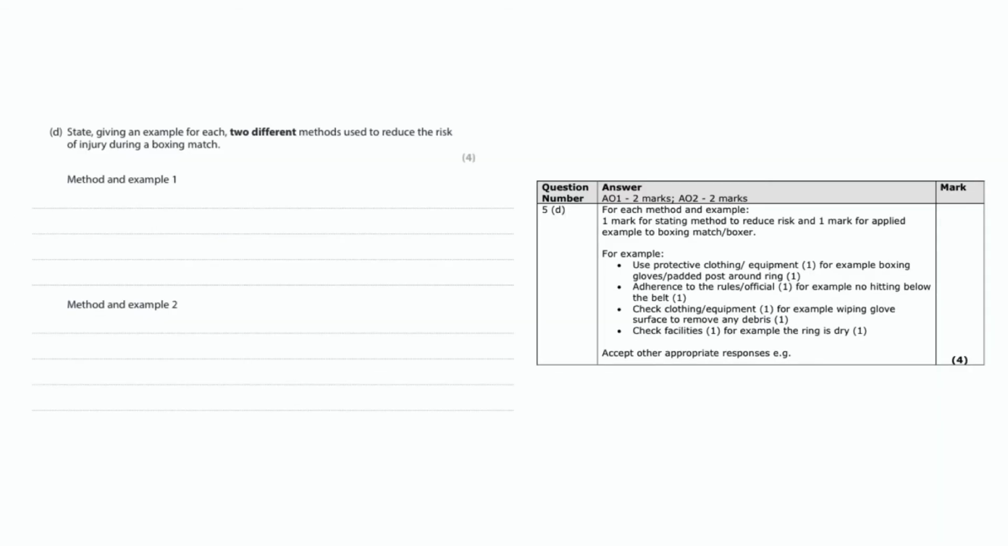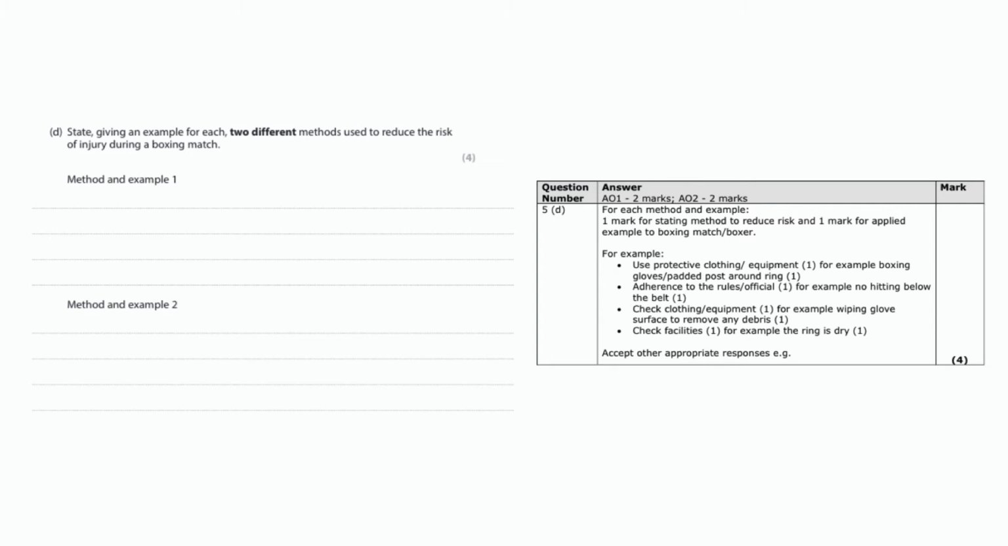It states, give an example for each of 2 different methods used to reduce the risk of injury during a boxing match. So you can pick any of the 5 methods of prevention, but try to, as usual, think of the most obvious that you can relate to boxing. So you get 1 mark for the method and 1 mark for an example for boxing.